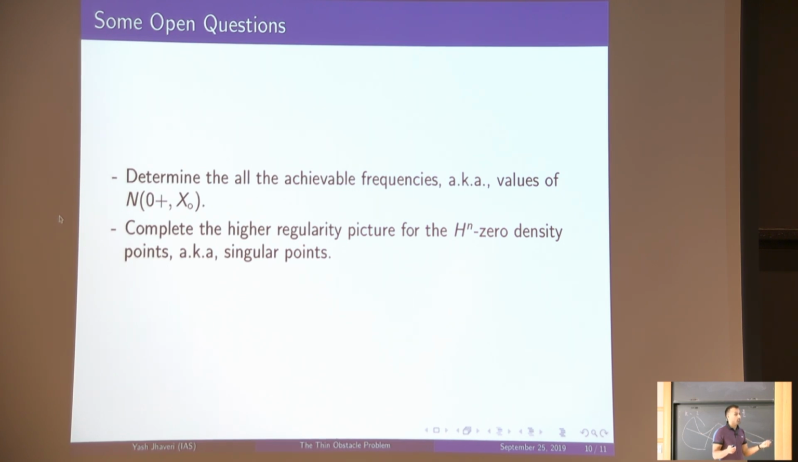And a second question might be to complete the high regularity picture for these singular or zero density points. Just like we were able to say that the regular portion, this minimal frequency set, was contained in a smooth submanifold when the obstacle was smooth, can we say something similar, that outside maybe a lower dimensional set, the containing manifolds for the singular portion would actually be smooth submanifolds? All right? And with that, I'd like to thank you.